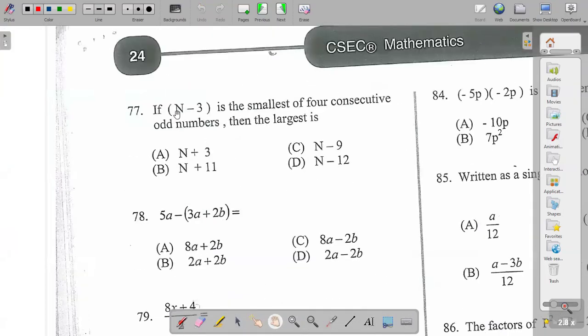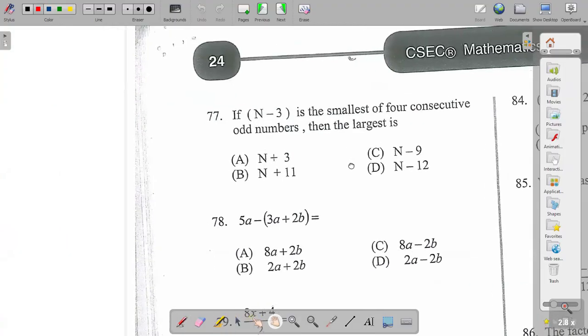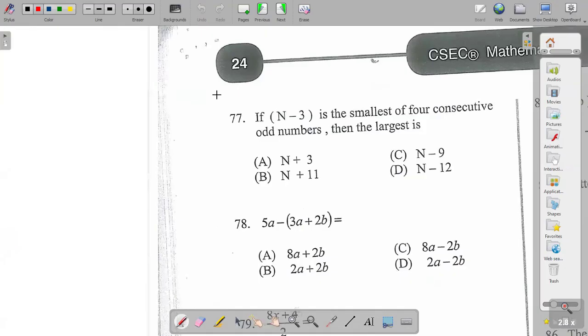Let's keep it moving. If n minus 3 is the smallest of 4 consecutive odd numbers, then the largest. Keep in mind, as I was saying, that to get from one odd number to the next odd number, you have to add 2. So let's use an example: 1, 3, 5, 7. To get from here to here, add 2. It's the same thing for even numbers. To get from one even number to the next even number, you have to add 2.